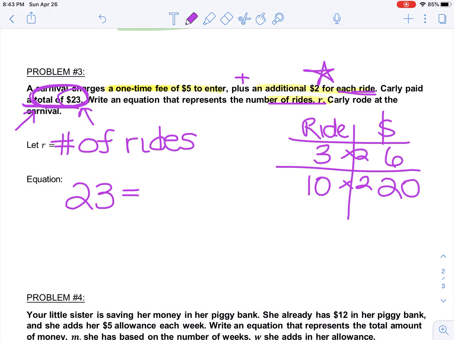So I'm going to write this as 2R because that right there really means 2 times R. And then what's this one-time fee? So I'm going to add on a one-time fee of $5 to get into the carnival. So I'm just going to add it on to the end, plus 5. Now, we would also accept 23 equals 5 plus 2R.